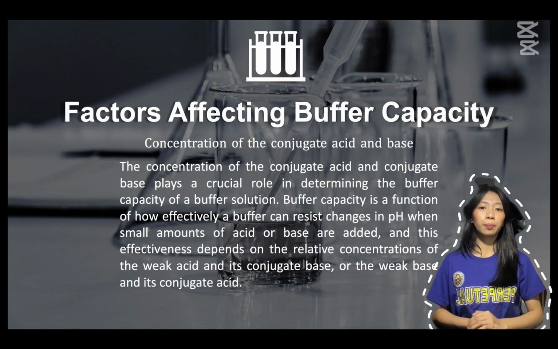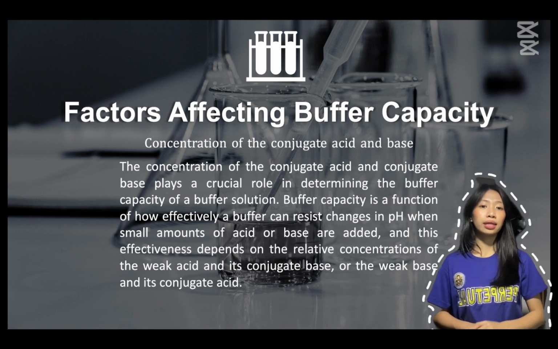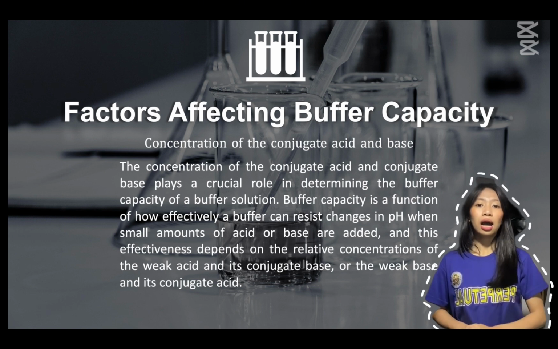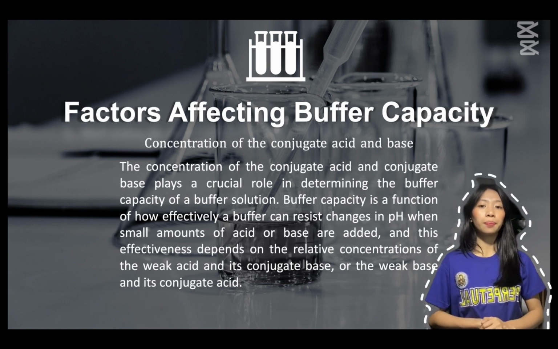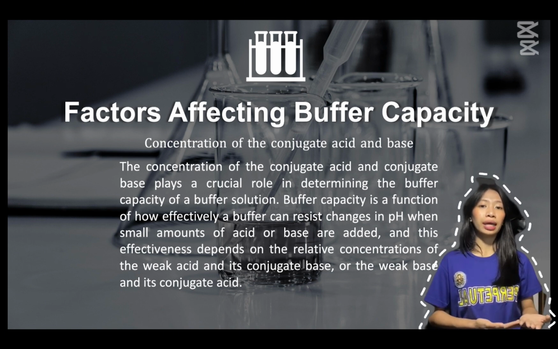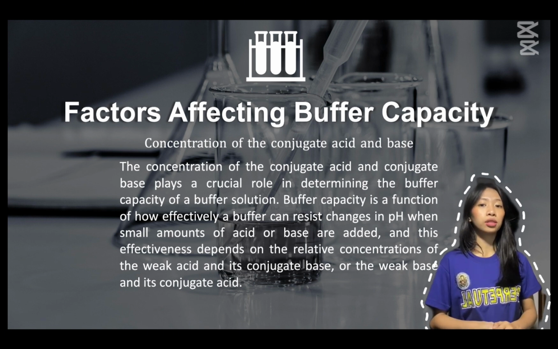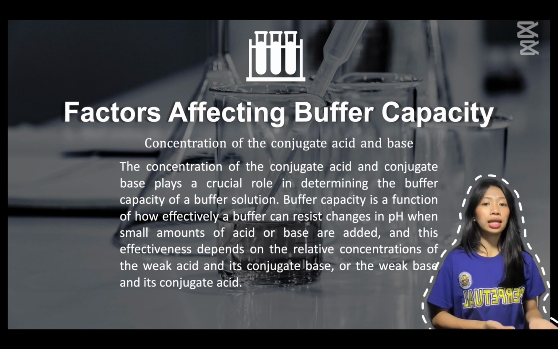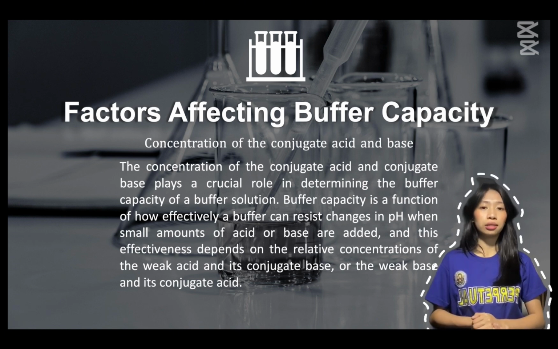Factors affecting buffer capacity. The concentrations of the conjugate acid and conjugate base play a crucial role in determining the buffer capacity of a buffer solution. Buffer capacity is a measure of how effectively a buffer can resist changes in pH when small amounts of acid or base are added. And this effectiveness depends on the relative concentrations of the weak acid and its conjugate base, or the weak base and its conjugate acid.